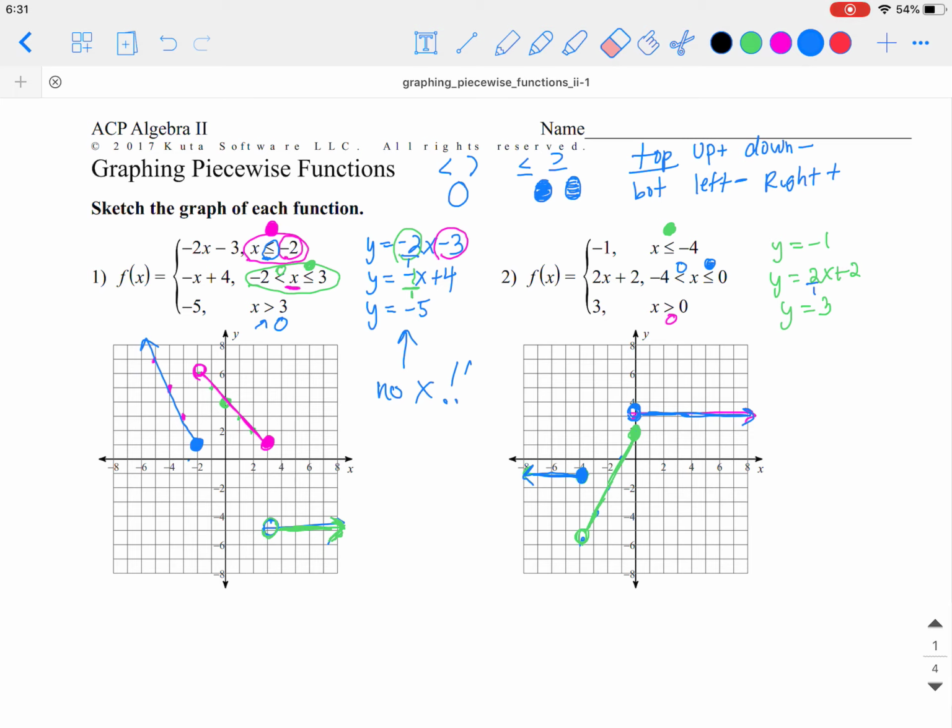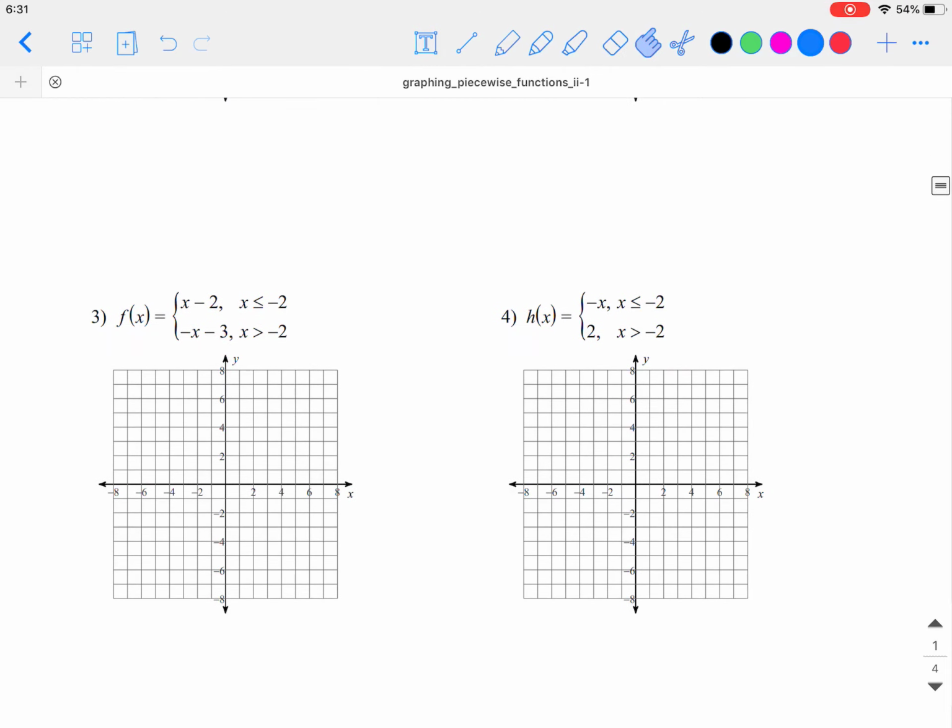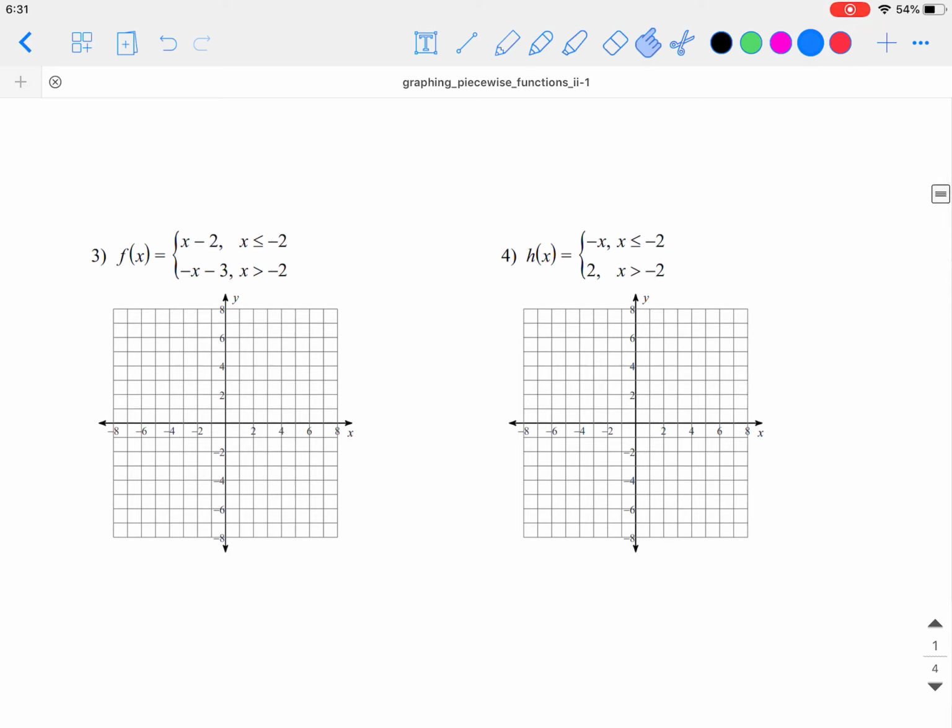I guess I can do 1 or 2 more. So let's do 1 or 2 more. Okay, so 3 and 4, and then I'll stop. So let's see, 3, I'm just going to rewrite these lines.